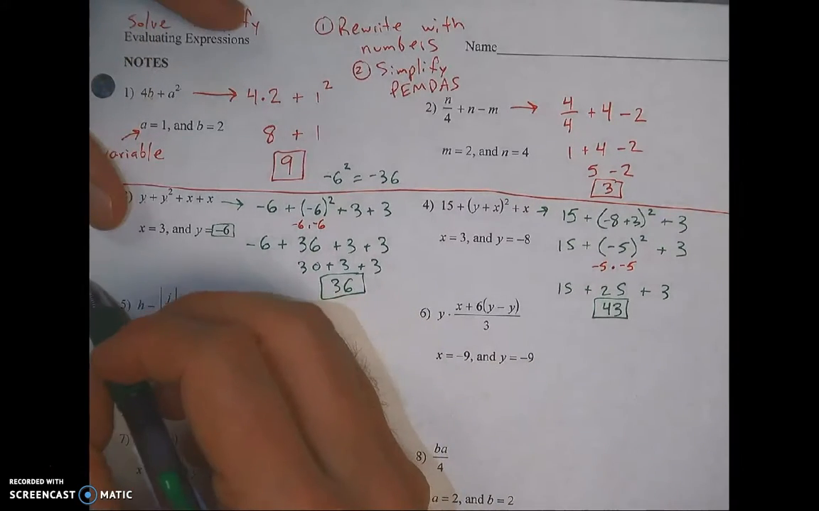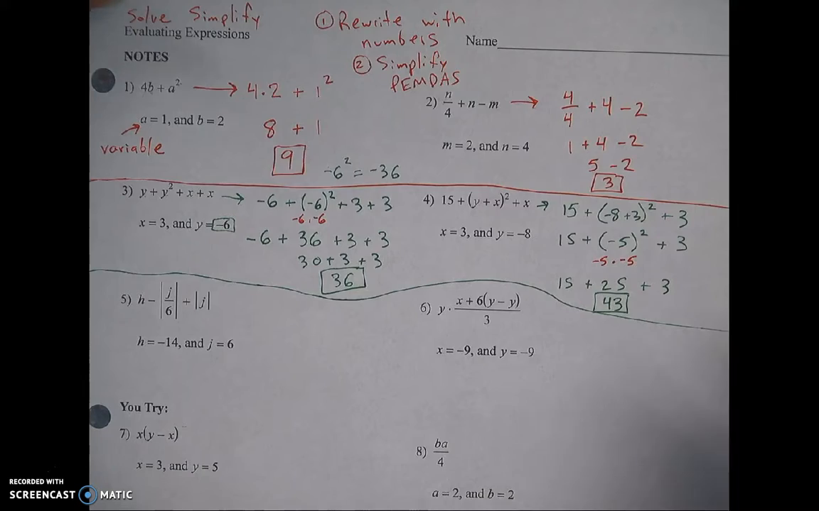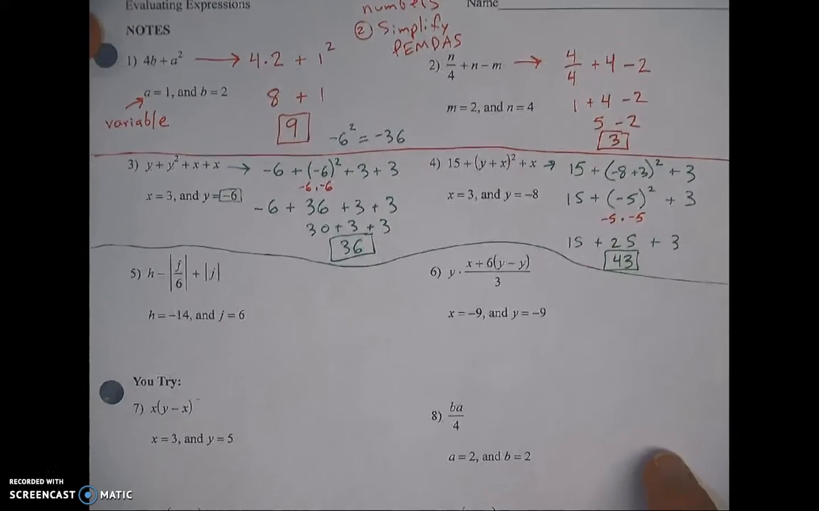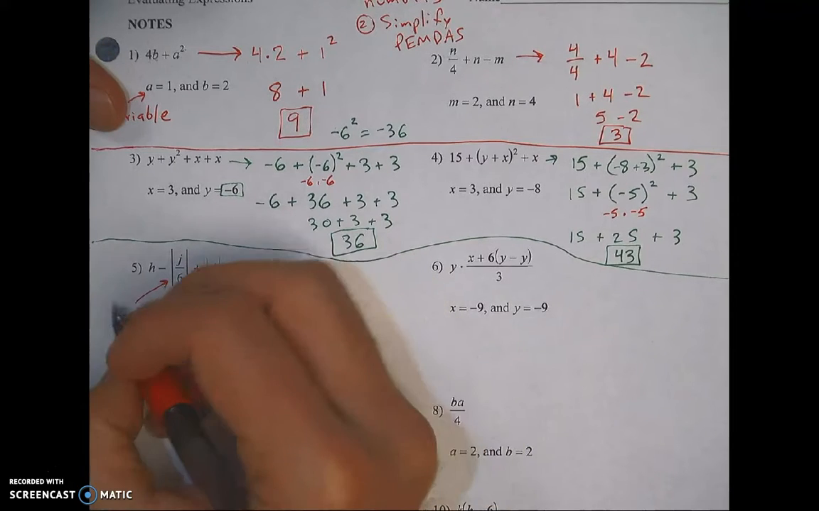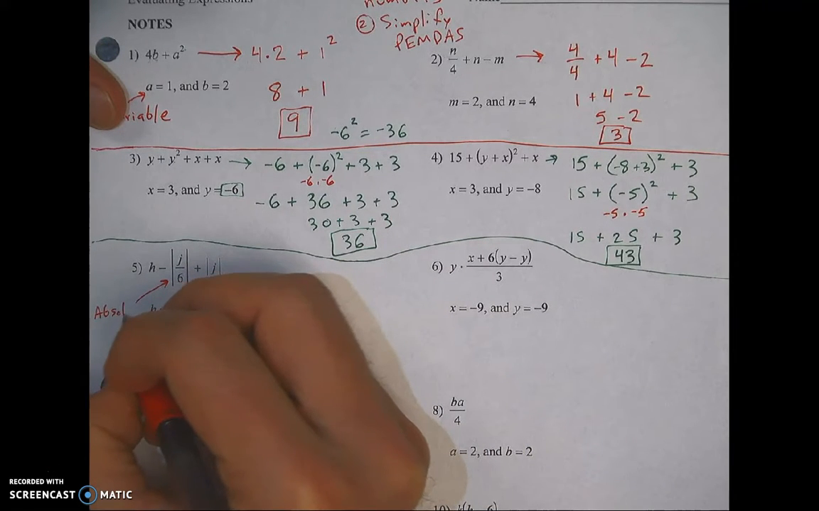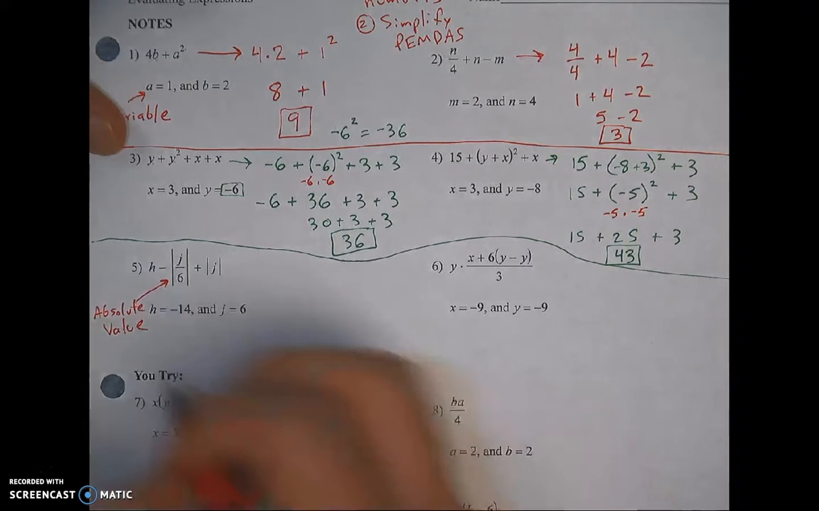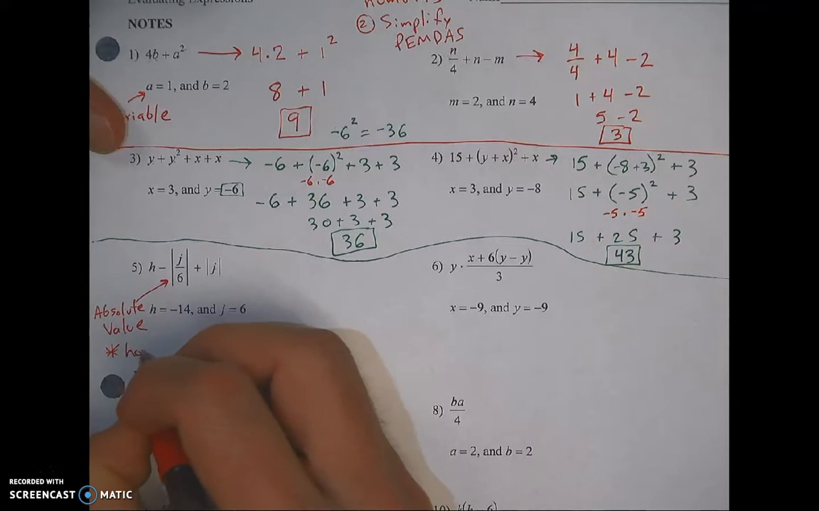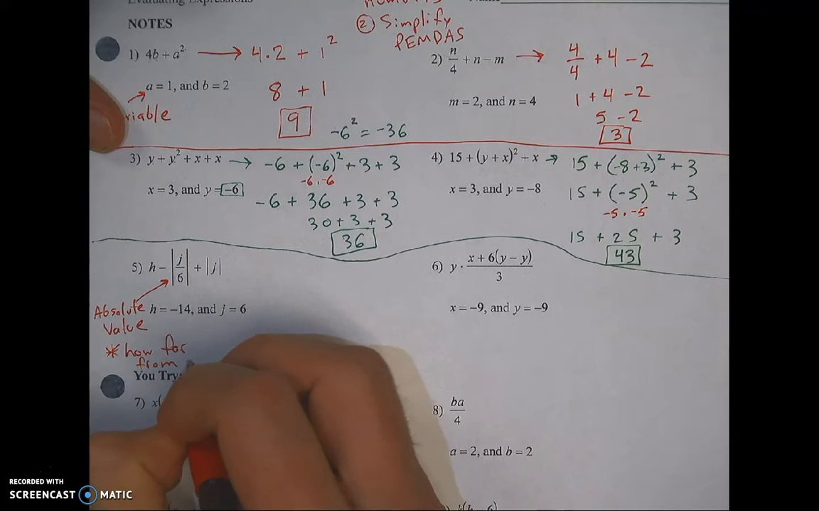I want to take a look at some absolute value questions, and then one that's just a little bit bigger. So as we look at number 5, these bars, remember, mean absolute value, which is asking how far a number is from 0. How far from 0.